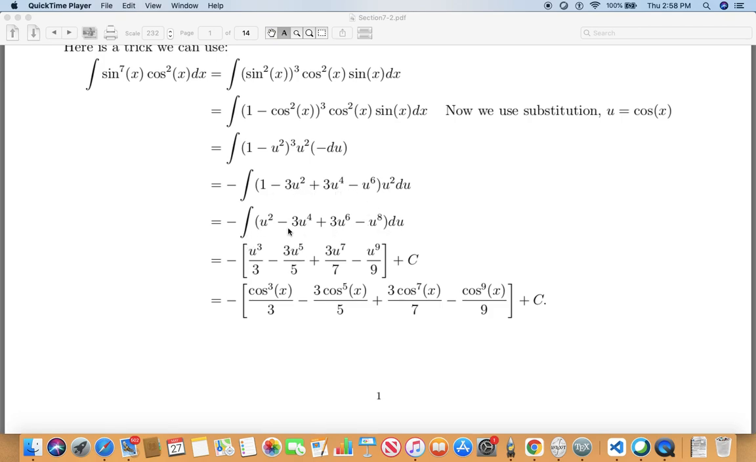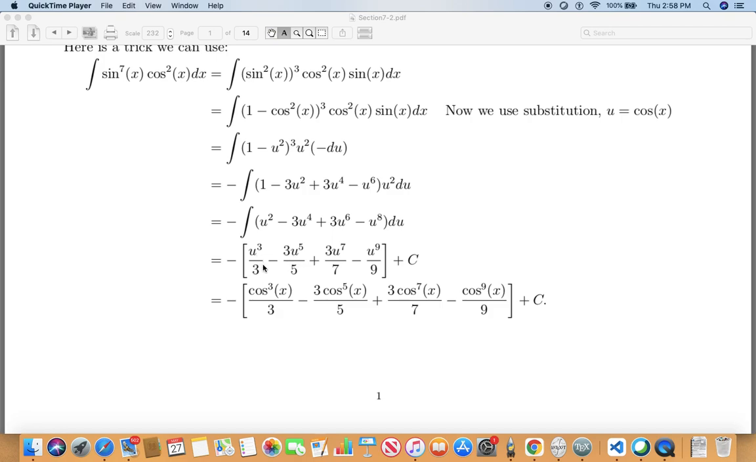At this point, we can go on to take the integral. Don't forget the negative. Integral of u squared is u cubed over 3, minus integral of 3u to the 4th is 3u to the 5th power over 5, plus integral of 3u to the power 6 is 3u to the power 7 over 7, minus integral of u to the 8 is u to the power 9 over 9, plus constant of integration. Don't forget the negative outside.